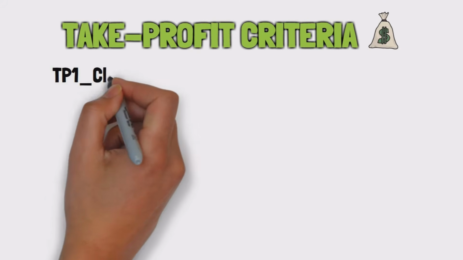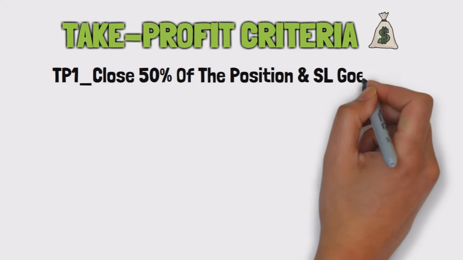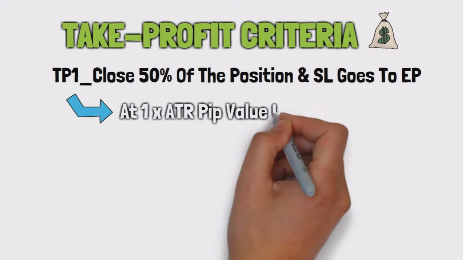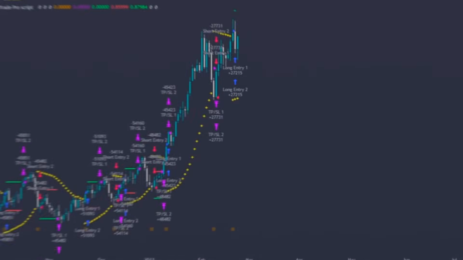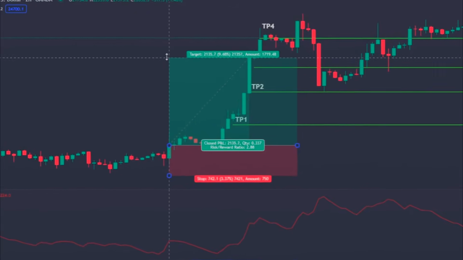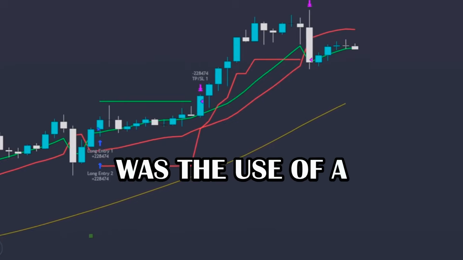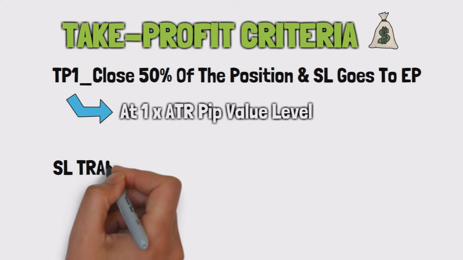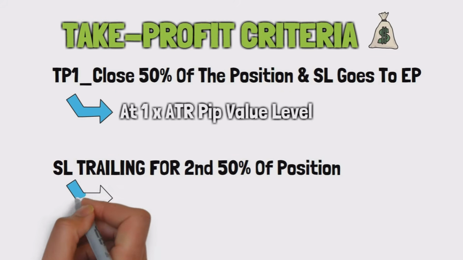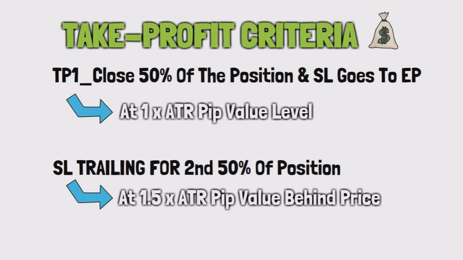For all the trades, we will have an initial take profit, where we will close 50% of our position and place the stop loss at the entry point of the trade. This first take profit will be at the 1 times the ATR pip value zone. Throughout my career, I have tested countless ways to take profits, from having only 1 to having 4 or 5 levels, but the way that always allowed me to make the most profit of trades was the use of a trailing stop loss. As such, for this strategy, we will apply a trailing stop loss for the other 50% of the position. This trailing stop loss will always be 1.5 times the ATR pip value behind the price.